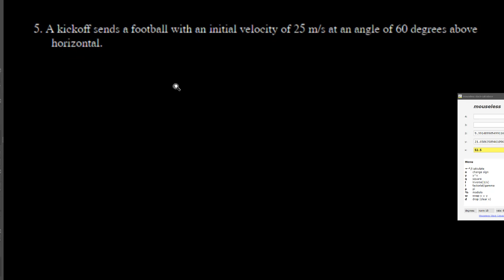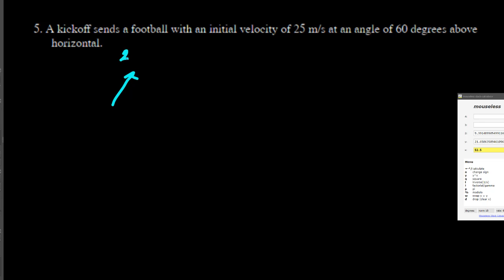So here's what we're going to do. Let's start by remembering what the problem is. A kicker sends a football with an initial velocity of 25 meters per second at an angle of 60 degrees above the horizontal. I already erased all of my work, so I have to recalculate the components. The first thing we still have to do is calculate the components.